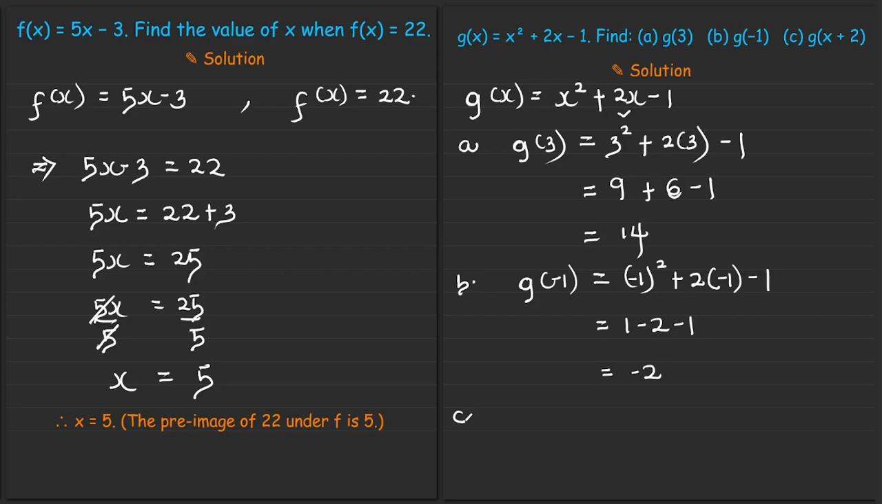Then for the c, that is g of x plus 2. So for g into bracket x plus 2, we know this time around that x is all of x plus 2. Since this is going to be a little bit longer, let me just do it on our next page.